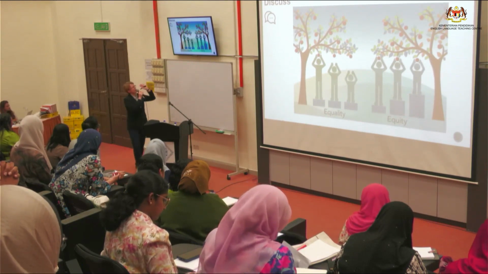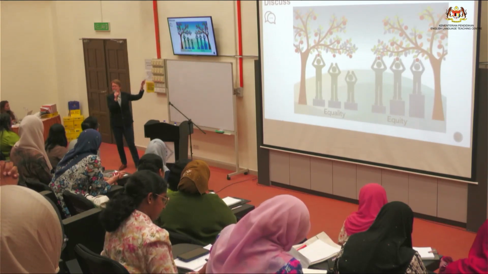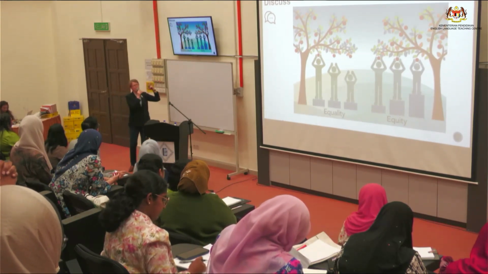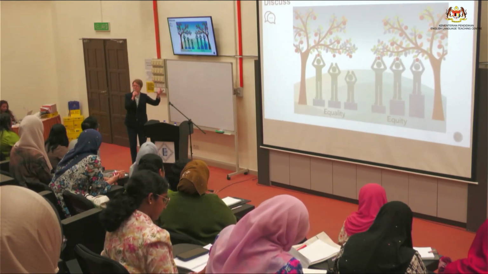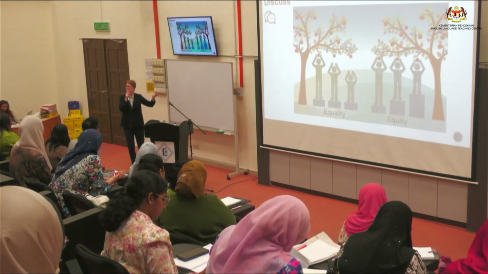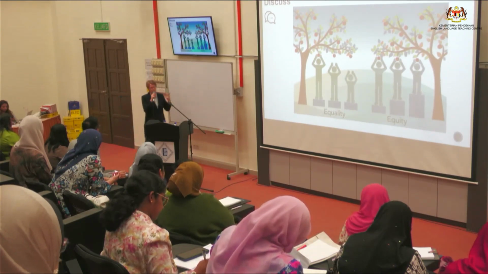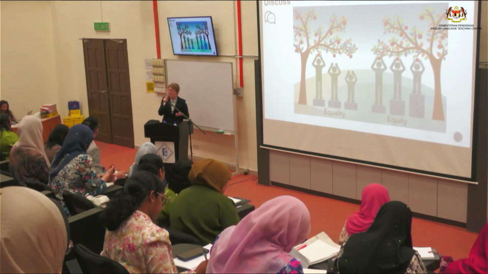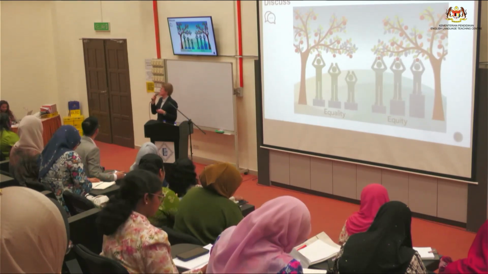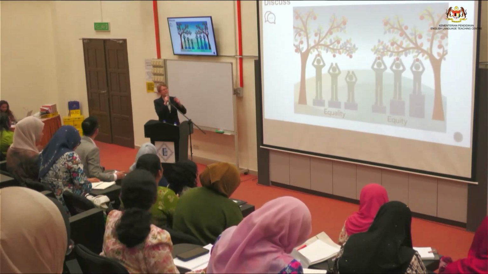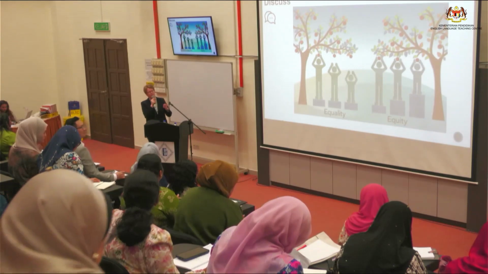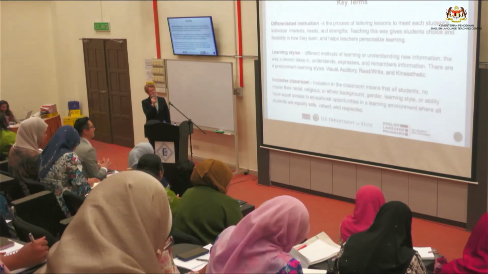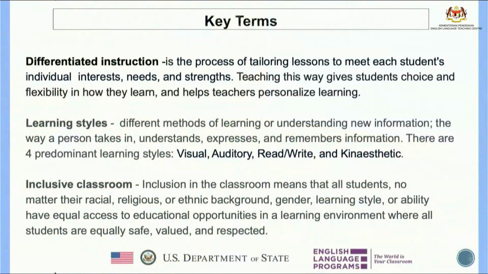Equality is giving everybody the same thing. Equity is being able to achieve the same thing, so equal access. Okay, so this is what differentiated instruction is trying to do, right? So provide equal access to the same outcomes. Okay, so we're talking about differentiated instruction, different learning styles, and creating inclusive classrooms.